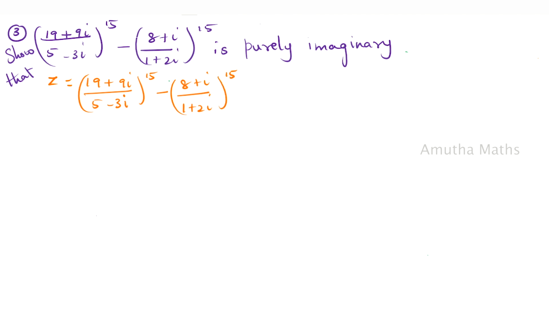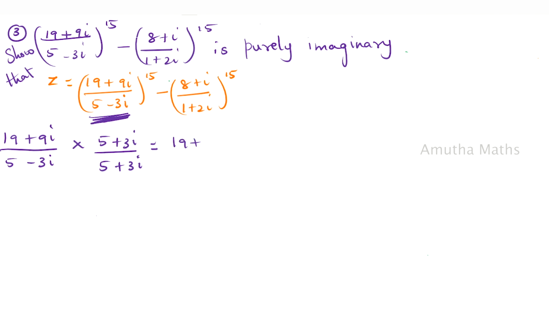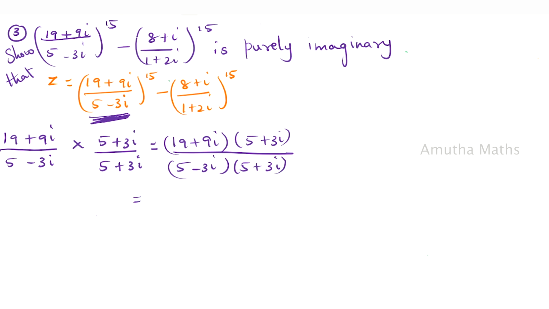Now we shall take this part alone: 19 plus 9I divided by 5 minus 3I. Now you multiply and divide by its conjugate, 5 plus 3I divided by 5 plus 3I. So what will you get? 19 plus 9I into 5 plus 3I divided by 5 minus 3I into 5 plus 3I. So that is equal to, now you multiply.